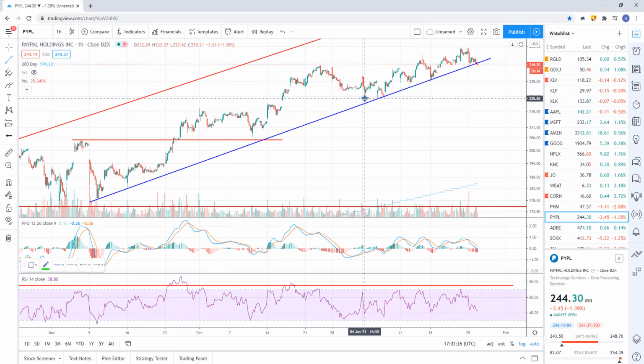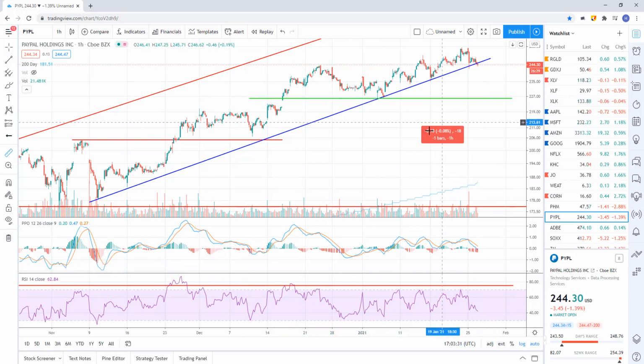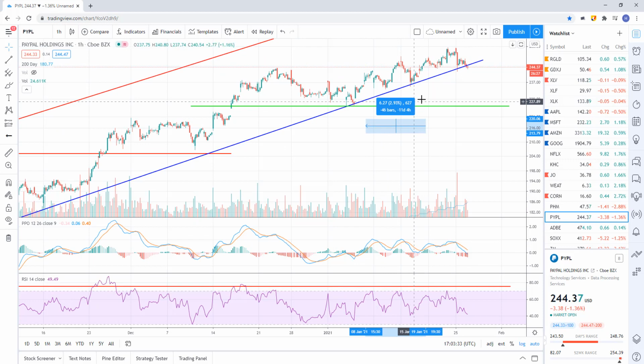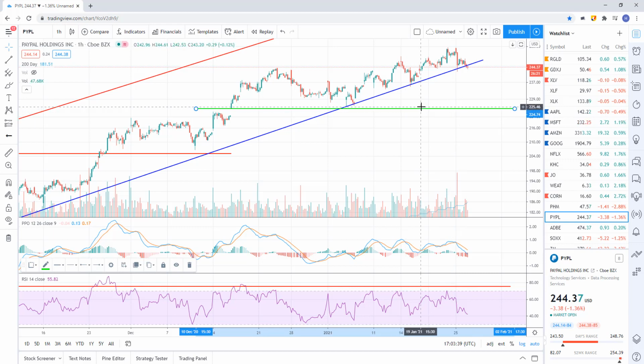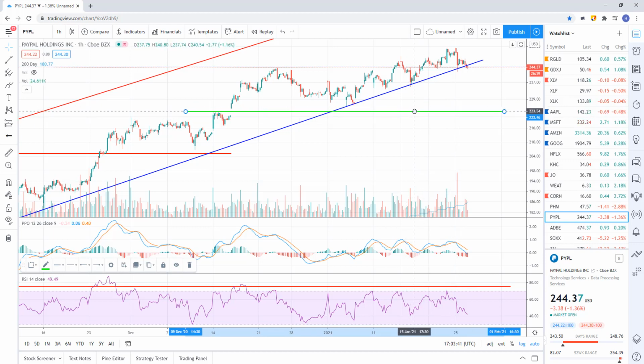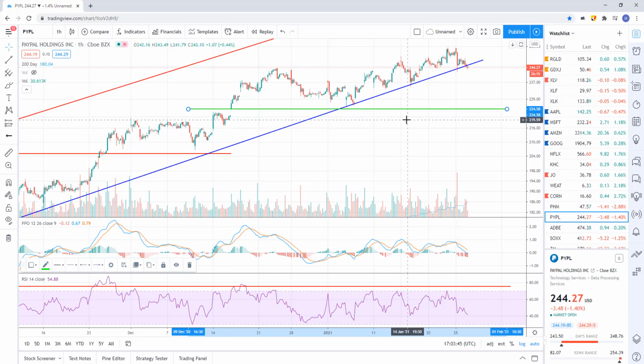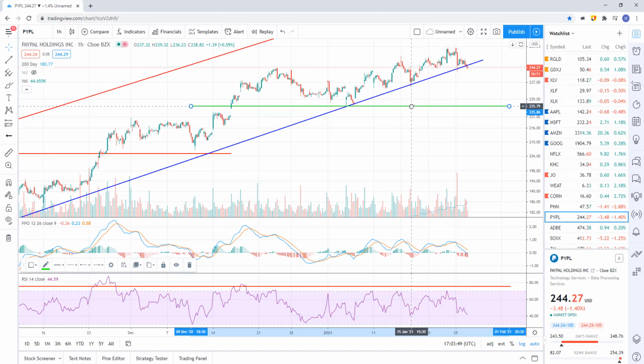Looks like we've got some support right there. Let me fine tune it. Yeah, it's right about there. Well, that's the thing, we gapped over that. We'll just leave it right there for now. And that would be at about 225.80. So expect a reaction in that area.